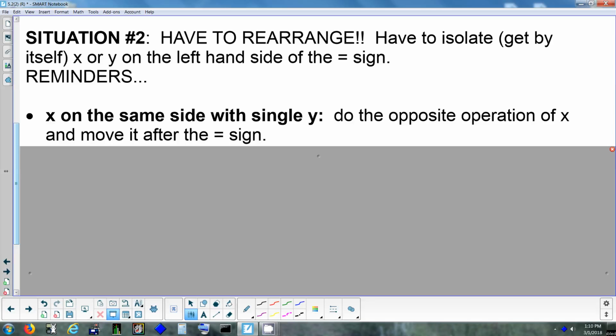You have a little space on your notes where it says EX. Again, this is not like example 1, example 2. Don't worry about that. It's just an example to show you what it's going to look like to rearrange it.